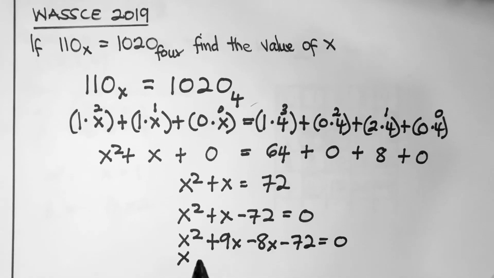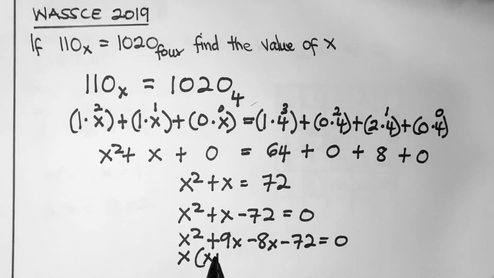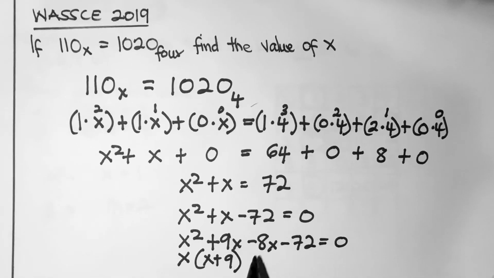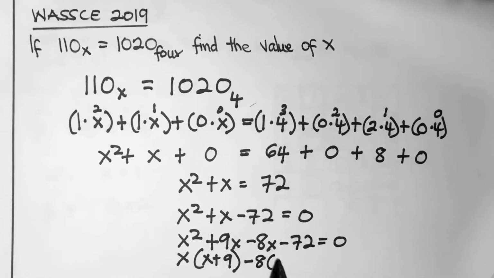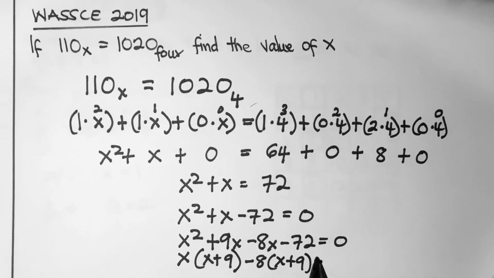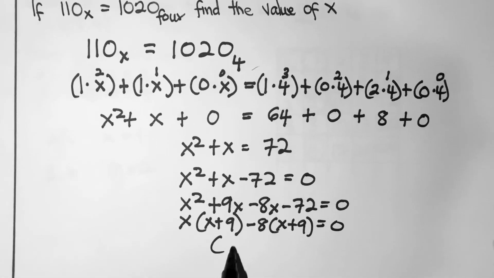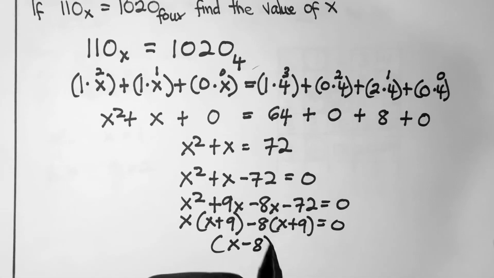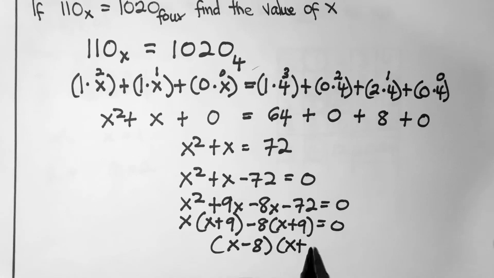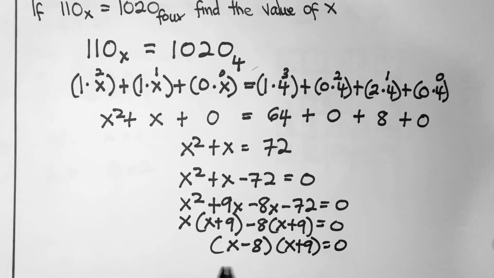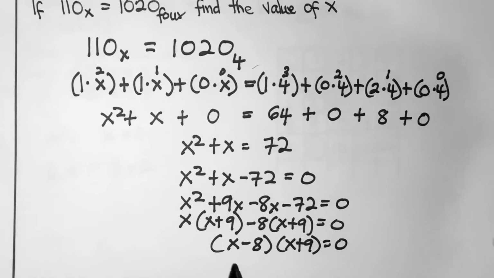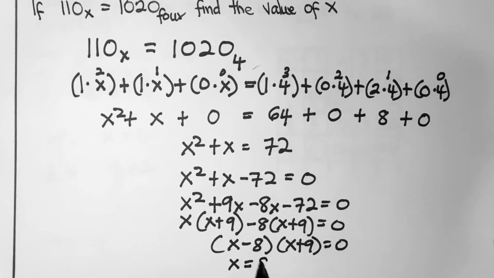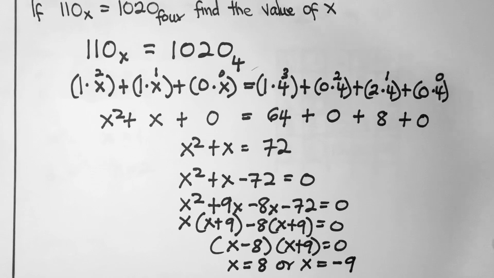So if we factorize x out of this place, we have x plus 9. Then for here, we'll factorize minus 8. We get x plus 9 here, equals 0. So we have two brackets. One bracket is x minus 8 and times x plus 9 equals 0. So the values of x are x equals 8 or x equals minus 9.